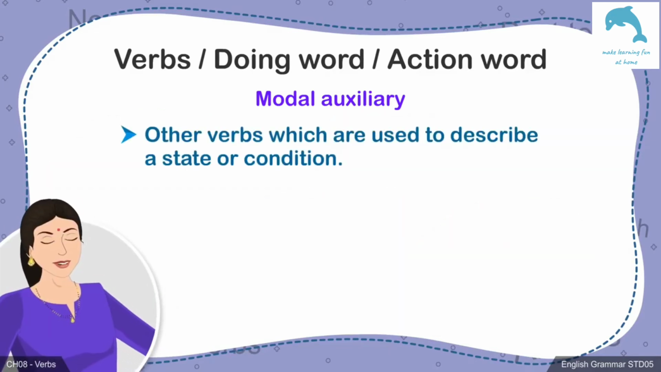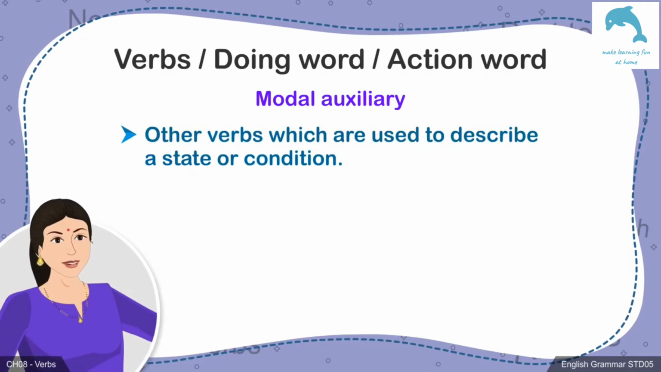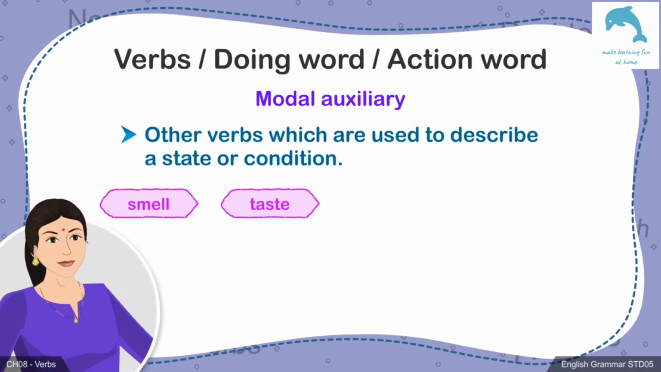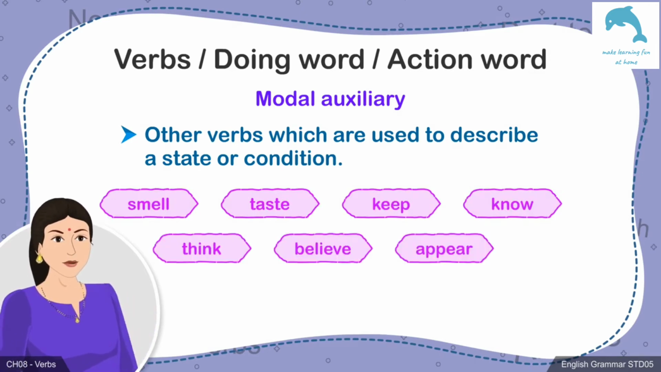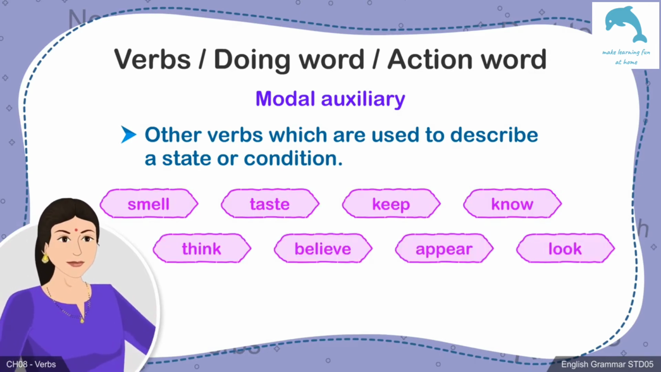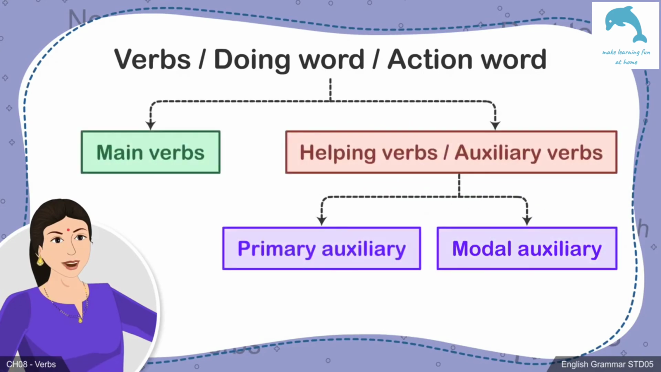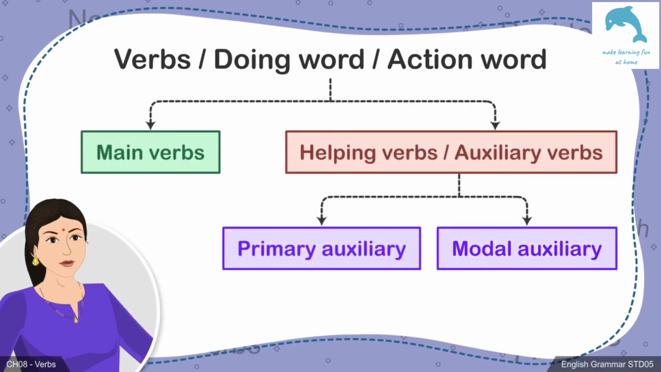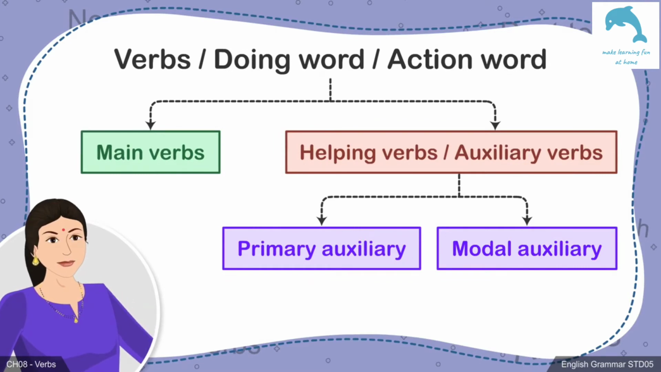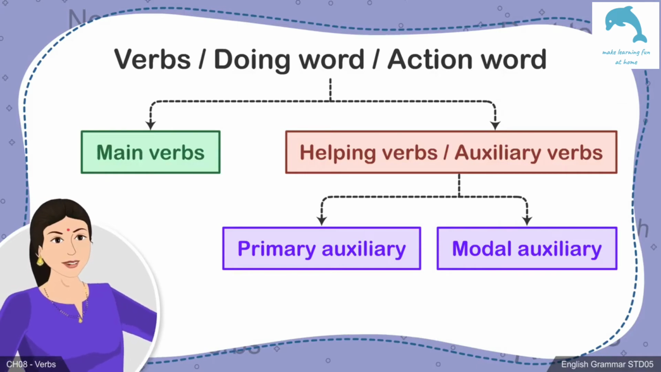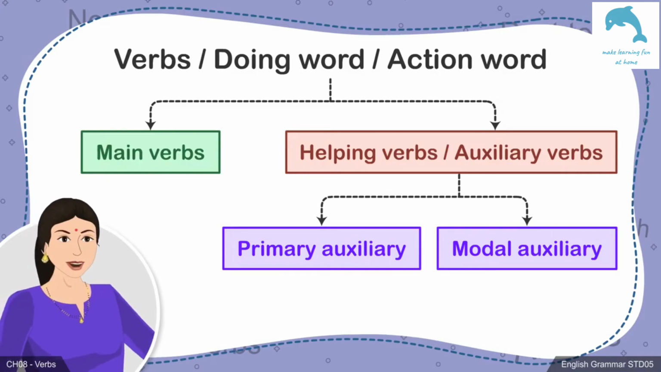There are few other verbs which are used to describe a state or condition. For example, smell, taste, eat, know, think, believe, appear, look, etc. Now that you have understood the concept of primary and modal auxiliaries, you can solve the exercises related to these concepts. Students, now that we have defined a verb or an action word and also seen its kinds.